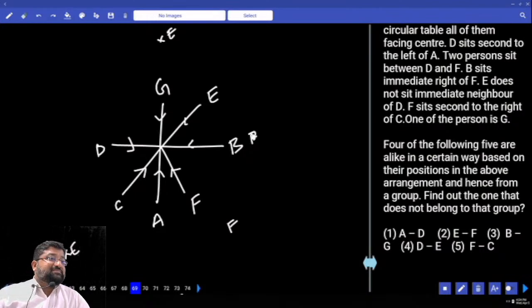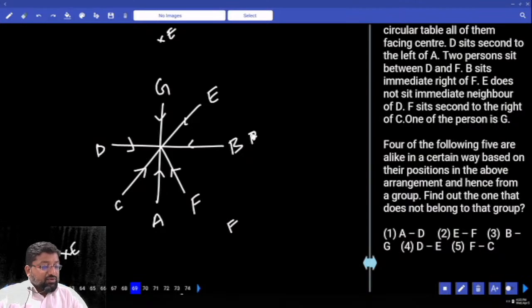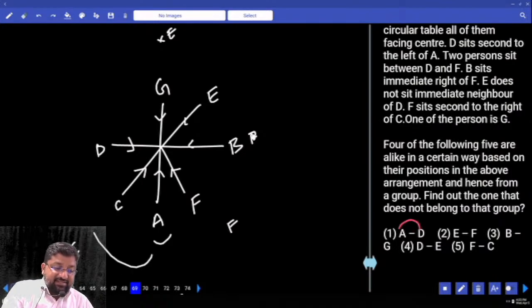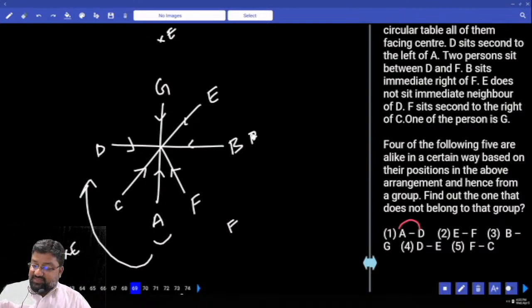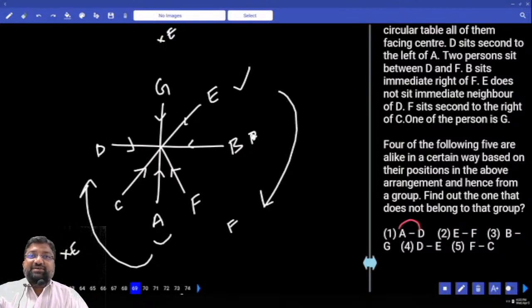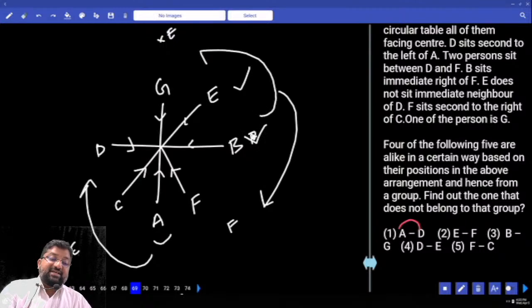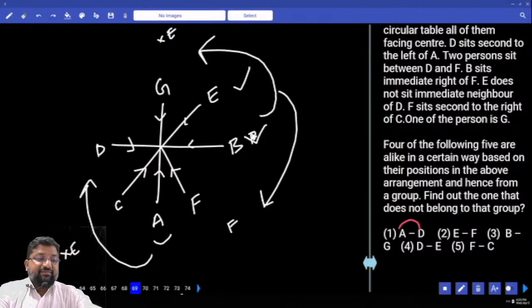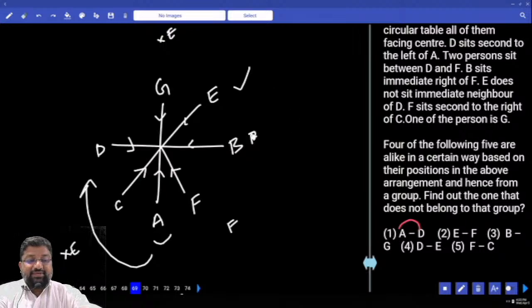Now when you don't get an answer with the number of people, we will look at their positions. So let's see their positions. A and D, starting with A, second left of A is D. E and F, starting with E, second left of E is F. B and G, when I take B into consideration, second right. Everywhere it is left except for B and G.